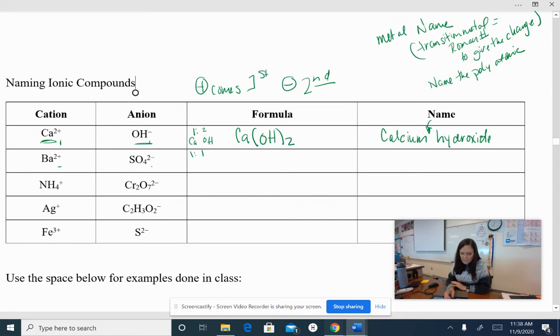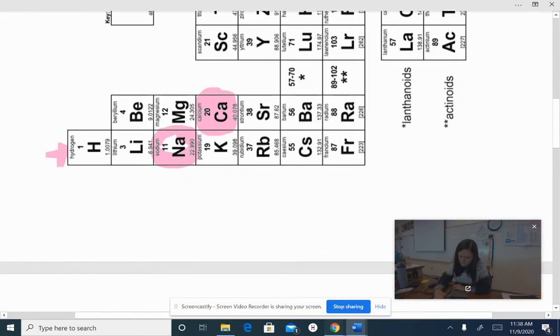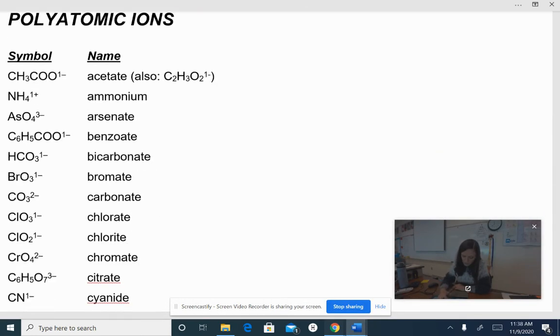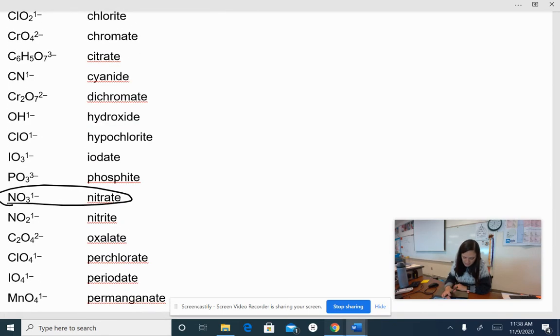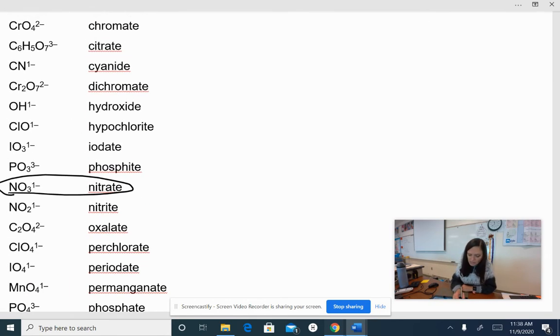Okay? Now, if you don't remember what sulfate looks like, or the name of sulfate, take some time and go to this chart. This is all alphabetical. So there's sulfate, SO4 negative 2, right there. Okay, and I probably should have done that with hydroxide. Here's hydroxide.